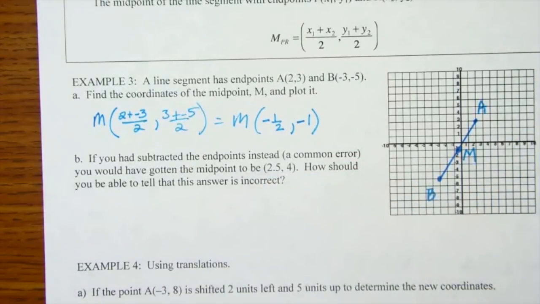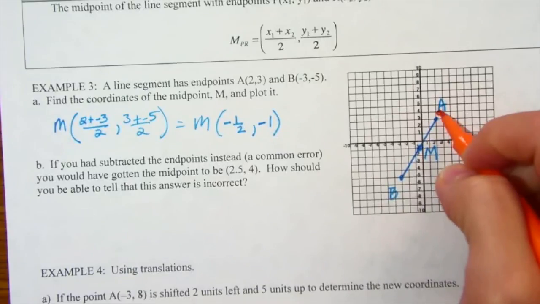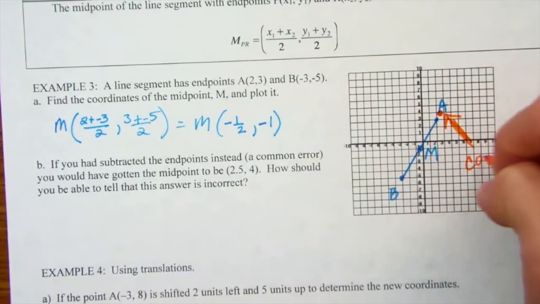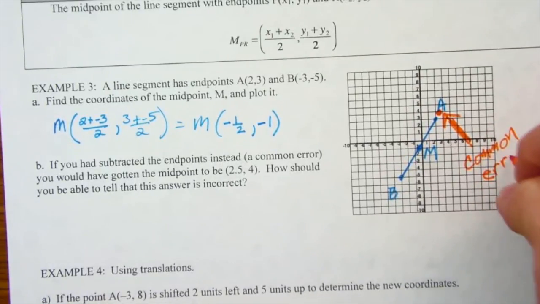So let's go ahead and plot that guy. So 2.5 and then up 4. Okay, this is our common error. Okay, there's our common error point right here.